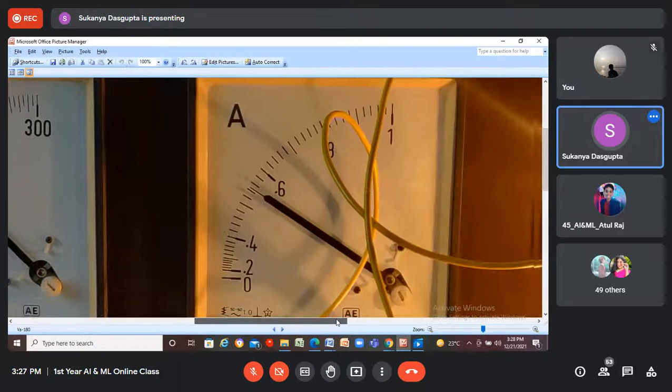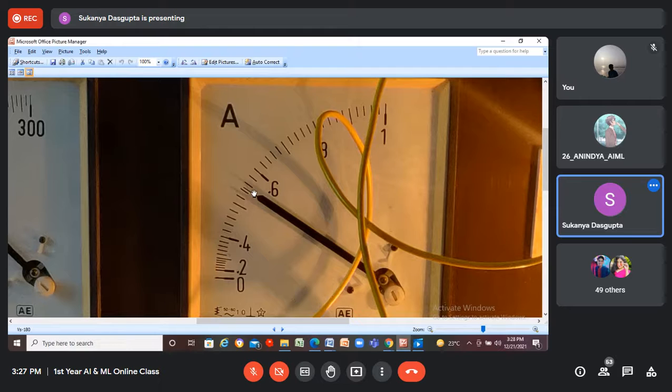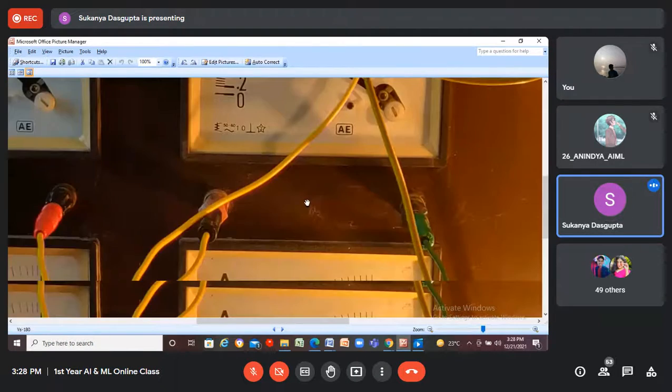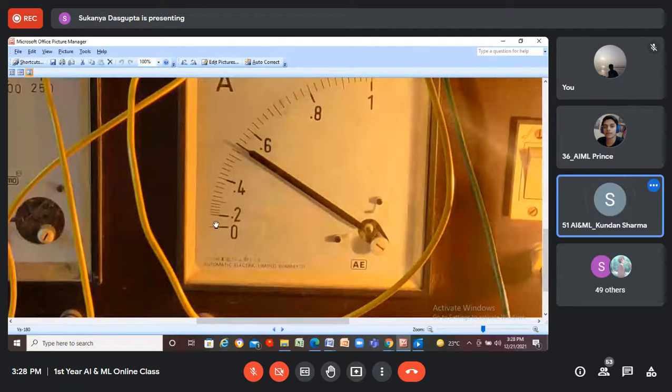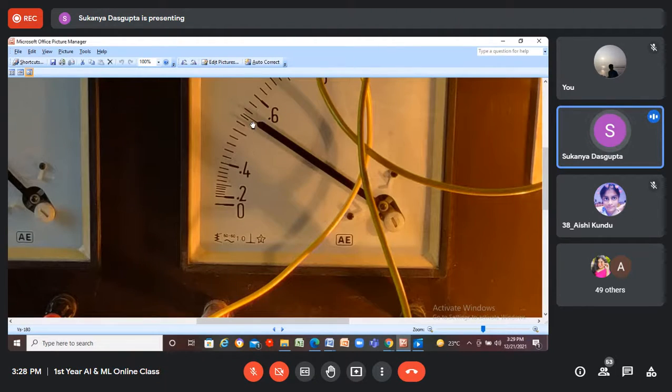For 180 volt, the standard is 0.54, between 0.54 and 0.56, closer to 0.545. The test one is exactly 0.54. The test one is 0.54, but the standard one is a little bit shifted from 0.5, so take 0.545.